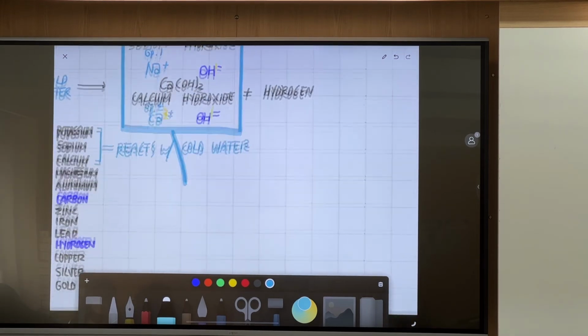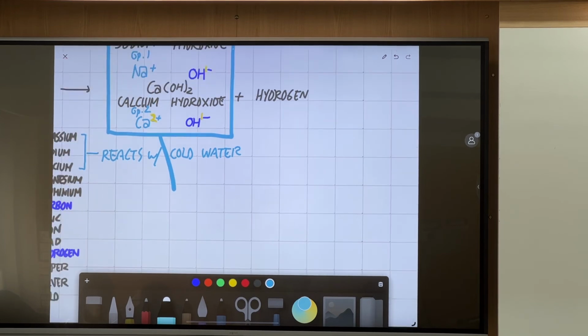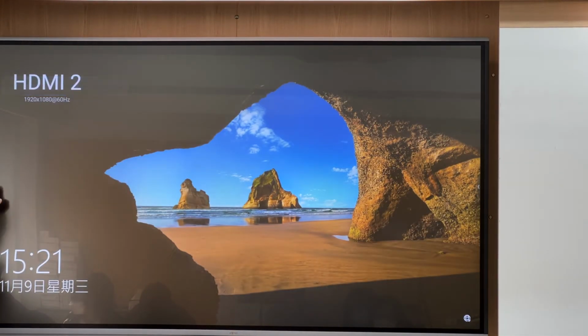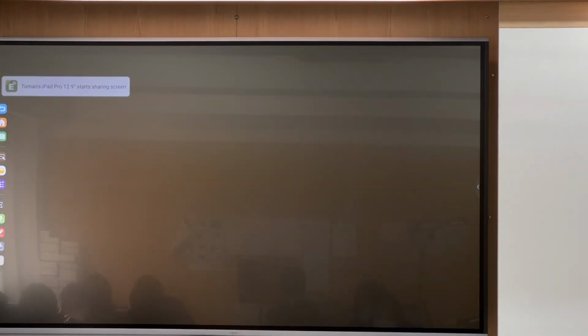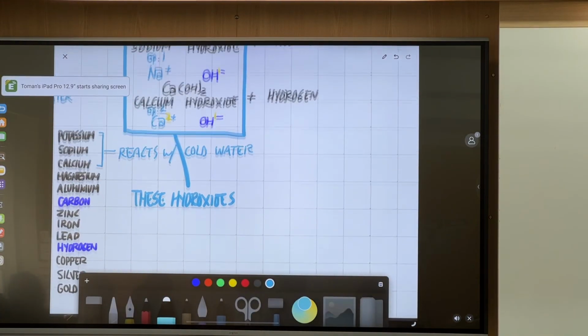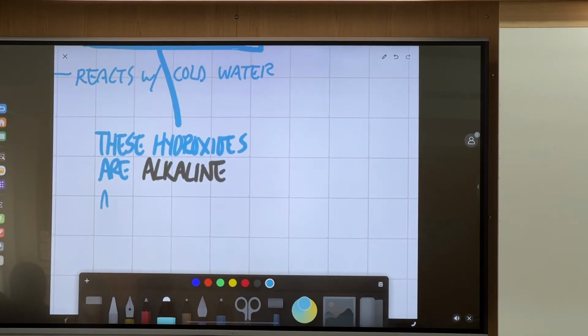So alkaline substances have a pH greater than 7. Can you put down also something special about this product? These hydroxides are alkaline. Can you put this down? These hydroxides are alkaline, meaning they will have a pH value above 7, greater than 7.